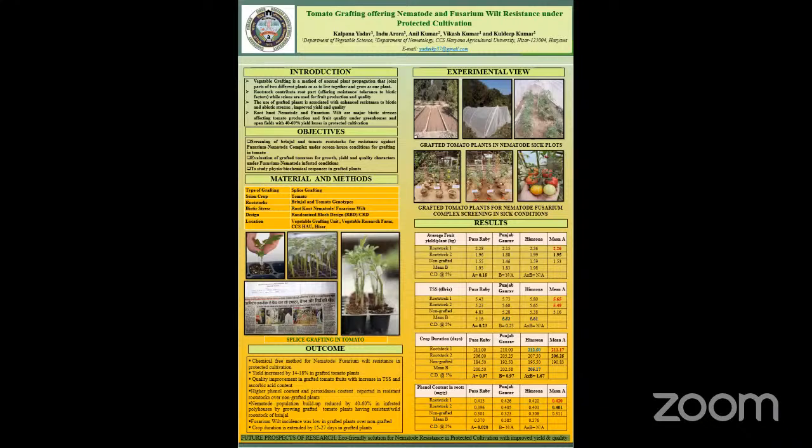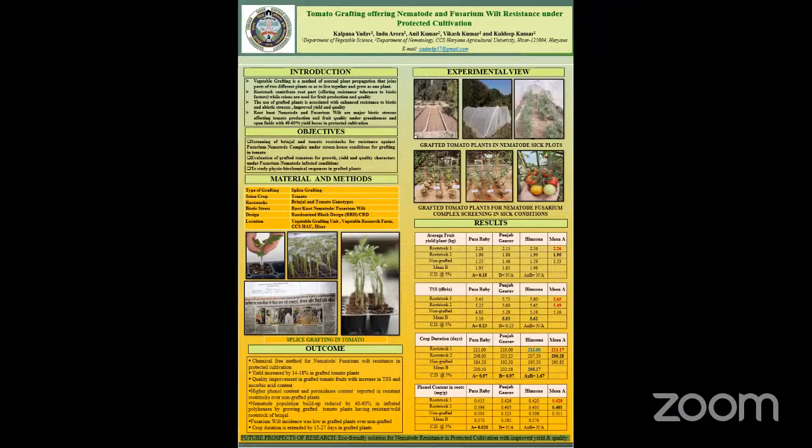So in results, we have seen that for the average fruit yield per plant, the effect of rootstock was significant, and among the grafting combinations, the grafted plants on rootstock 1 and rootstock 2 gave better results over non-grafted plants. Rootstock 1 was Solanum torvum and rootstock 2 was a wild accession from Rajasthan. For quality parameters like TSS and ascorbic acid, in TSS also the grafted plants were better over non-grafted plants.